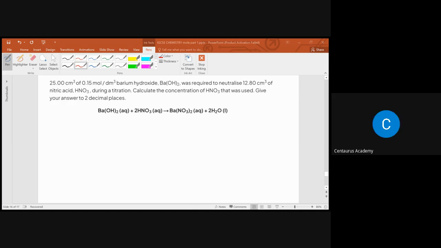Okay, tell me what coefficients are written with the reactants, with barium hydroxide and with nitric acid? 1 and 2. Okay. So this means that 1 mole of barium hydroxide reacts with 2 moles of nitric acid. So the molar ratio between the reactants tends to be 1:2. Clear? Yes, miss. Okay.